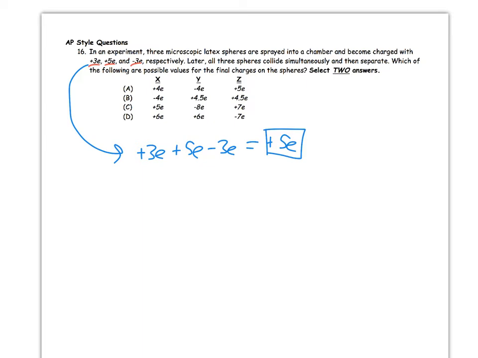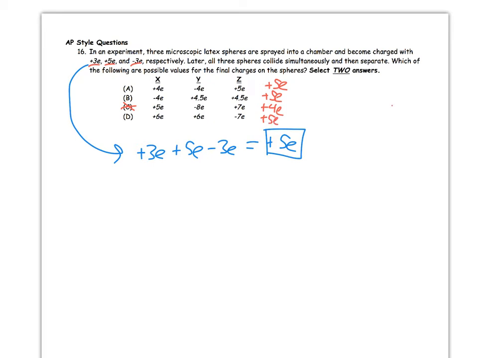So if we look at our possibilities here, for our three arrangements, this first one, plus 4e, minus 4e, and plus 5e, results in a total charge of plus 5e, so that works. This second one, we end up with negative 4e plus 4.5e plus 4.5e. That also gives us a charge of plus 5e, so that one works. This third one is going to end up giving us a charge of plus 4e, so C is no good. And for D, we're going to end up with a charge of plus 5e as well.